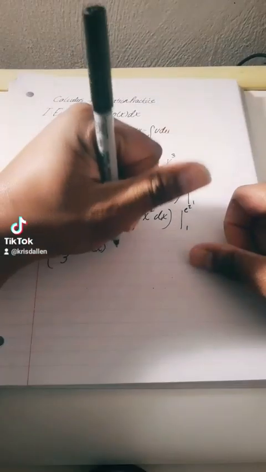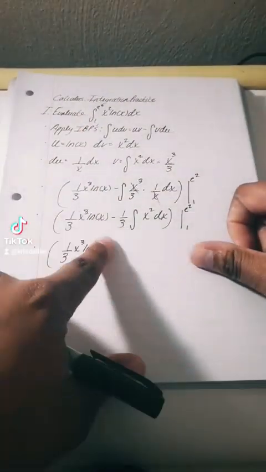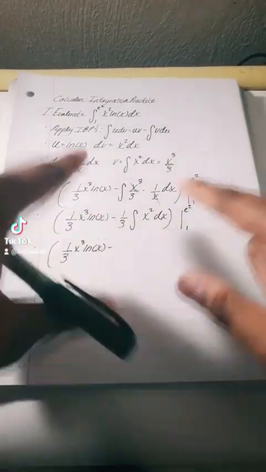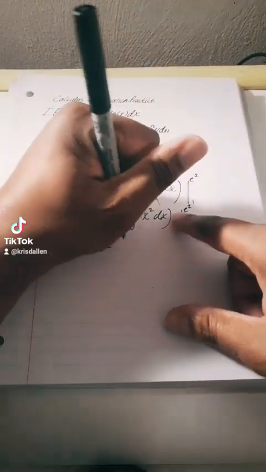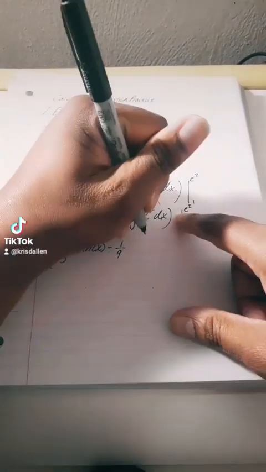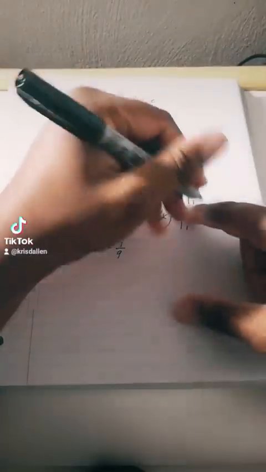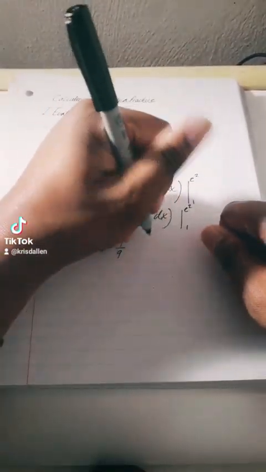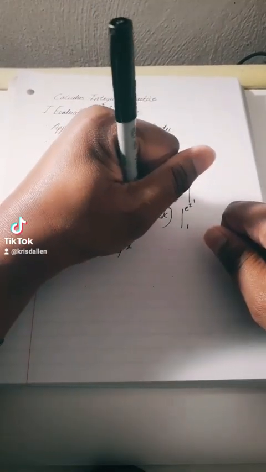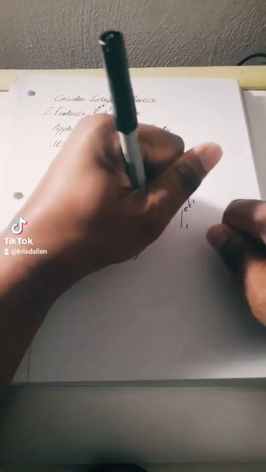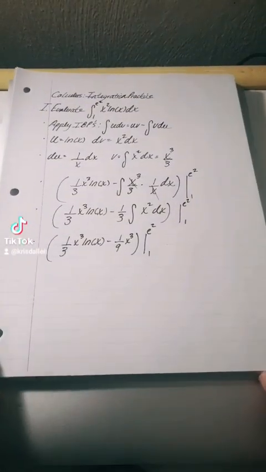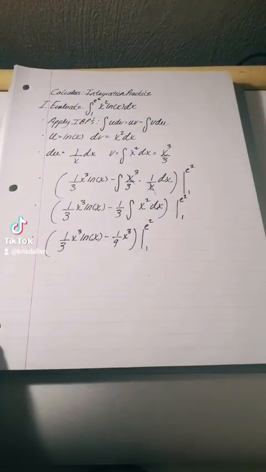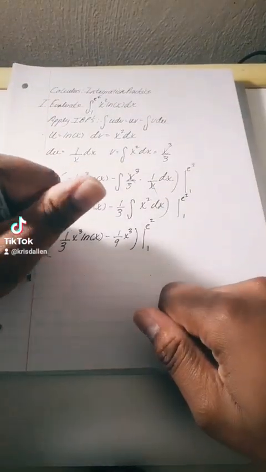We would multiply by negative 1/3 after we've gotten x cubed over 3. And we'll basically get negative x cubed over 9, which I can factor out a 1 over 9. And then I'll just have my x cubed right here, and this will be from 1 to e squared. Okay, so that's what you should have after running through the process.